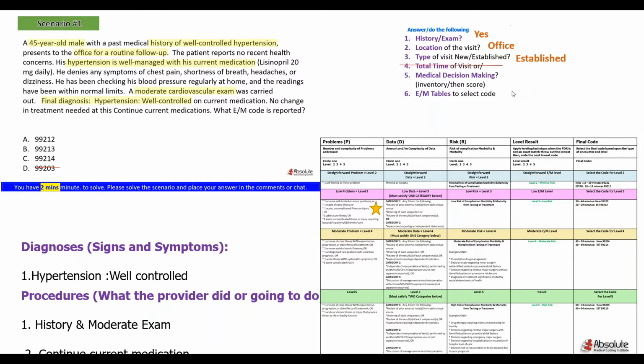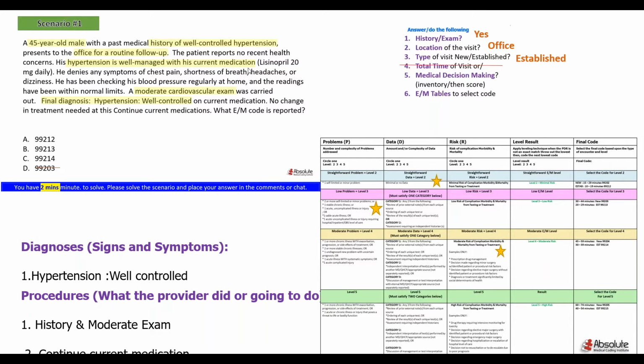How about the data? Is there any review of data performed? No review of data was done here, so it will fall under straightforward data. And the risk: I see prescription management. The doctor has given a refill and asked to continue the current medication. So that's prescription management, which falls under moderate risk.